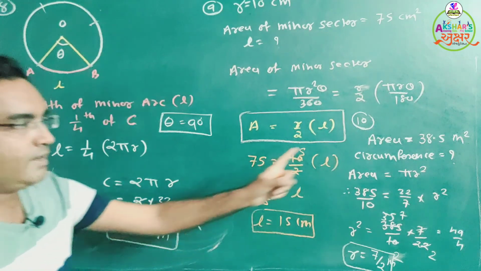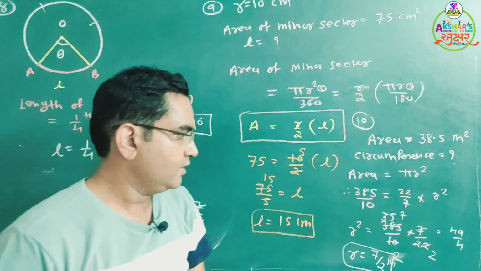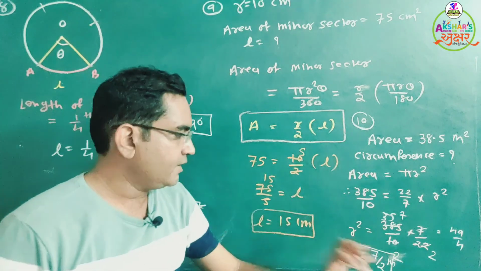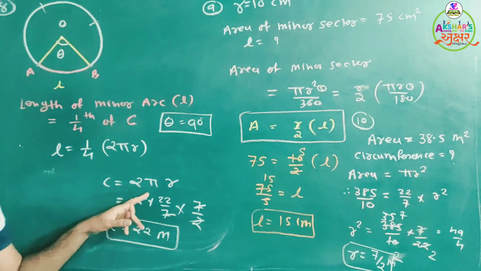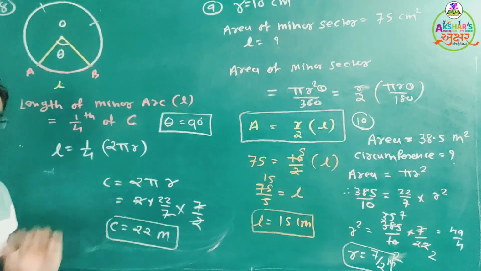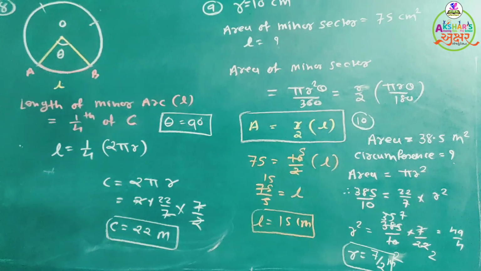क्लियर फ्रेंड्स, एरिया गिवन था, सरकमफ्रेंस निकालनी थी, तो एरिया का यूज़ करके हमने रेडियस निकाली, रेडियस का यूज़ करके सरकमफ्रेंस फॉर्मूला अप्लाई करके सरकमफ्रेंस की वैल्यू निकाली। Done friends. So now you can pause this video and note it down.